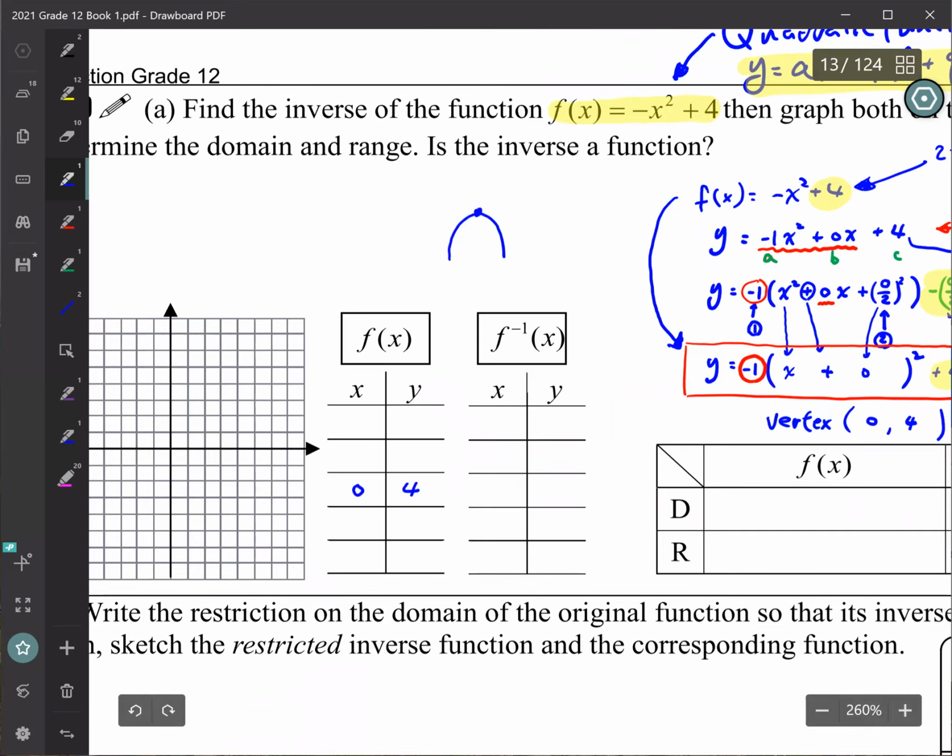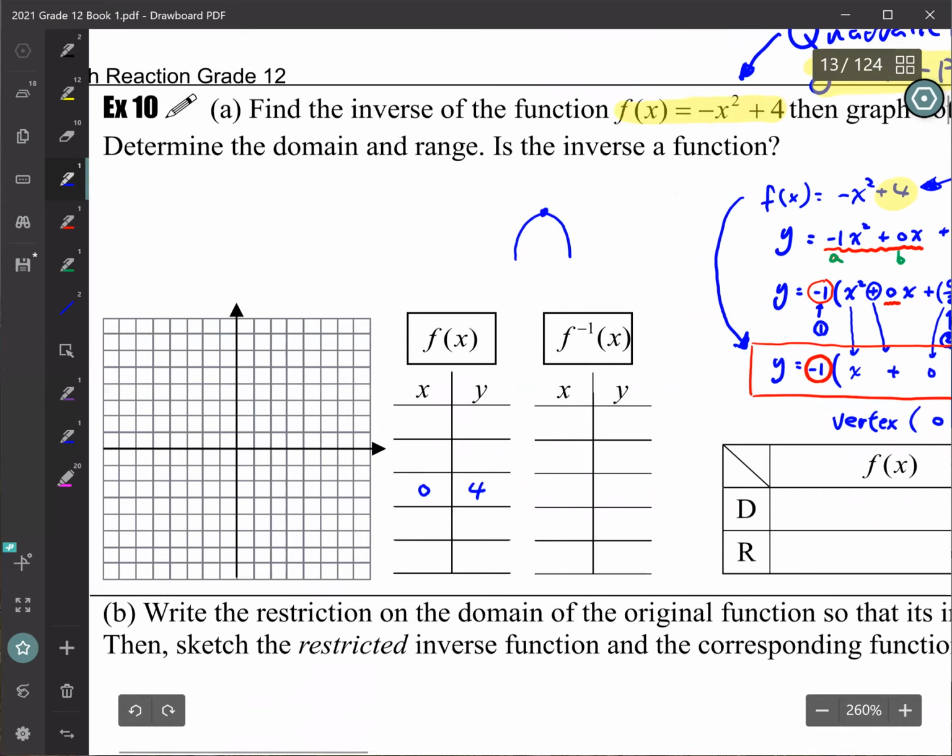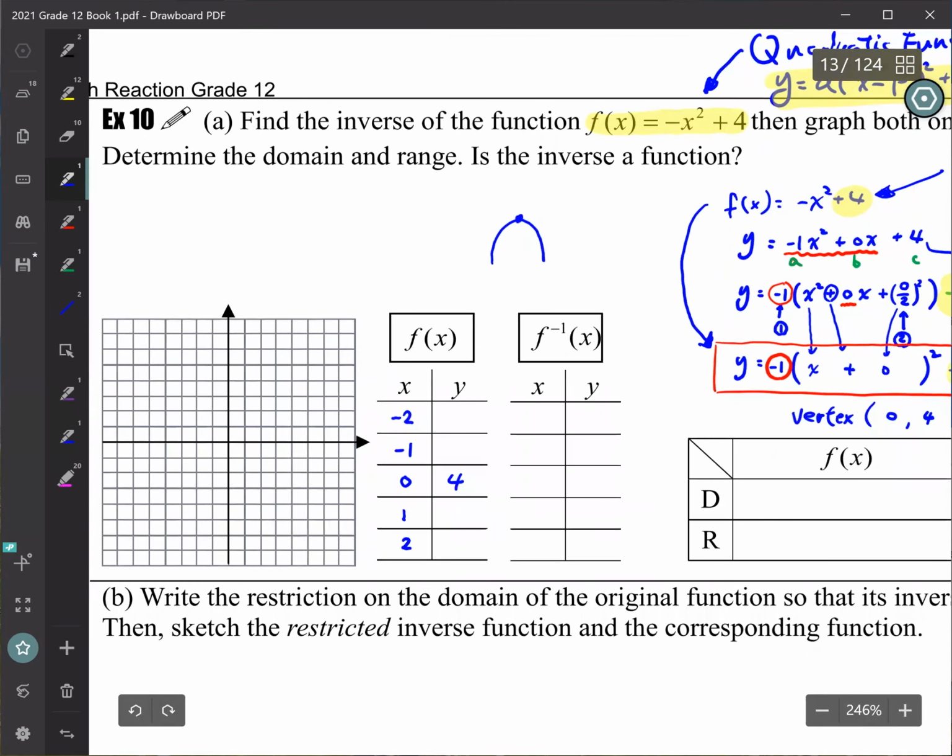We call that the vertex. That point, we'll put in the middle. So you have (0, 4) in the middle of the table. And then you pick 2 points on the left side and 2 points on the right side. So we'll look at the x, okay? On the left side of 0 will be -1 and then -2. On the right side will be 1 and 2. That's how you set up the table for a parabola or quadratic function.